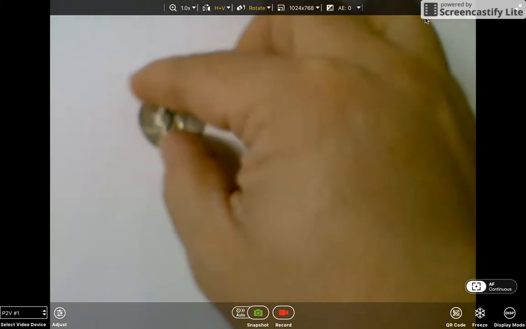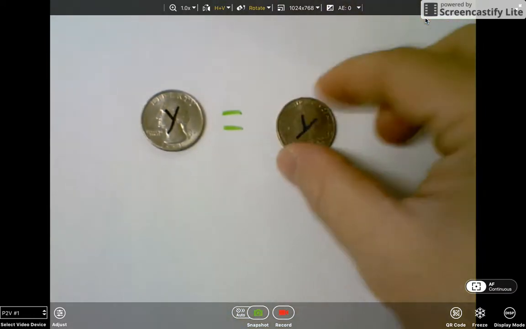Now, yes, I did write on these quarters with Sharpie. Do not tell the government.